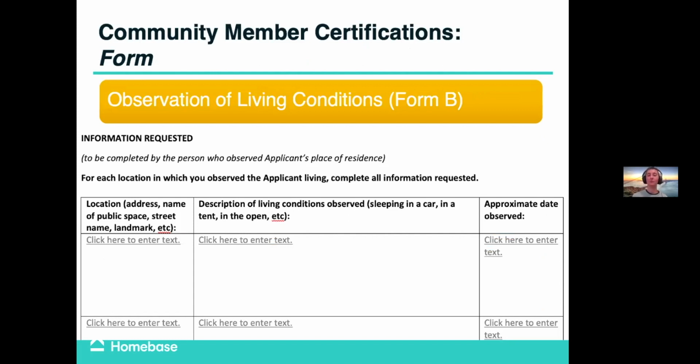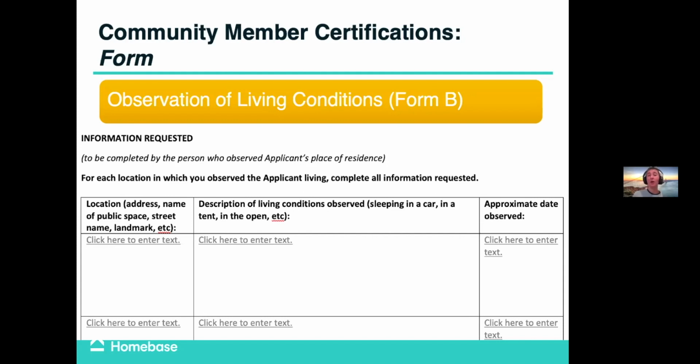The next slide gives you a little preview of the Form B, observation of living conditions, that you would use with the community member. This observation of living conditions form is the same form you'd use with a housing and service provider if they're documenting their physical observation. It's the same form. You want to make sure that you have a location as precisely as you can get that the client was observed staying in. A brief description of the living conditions.